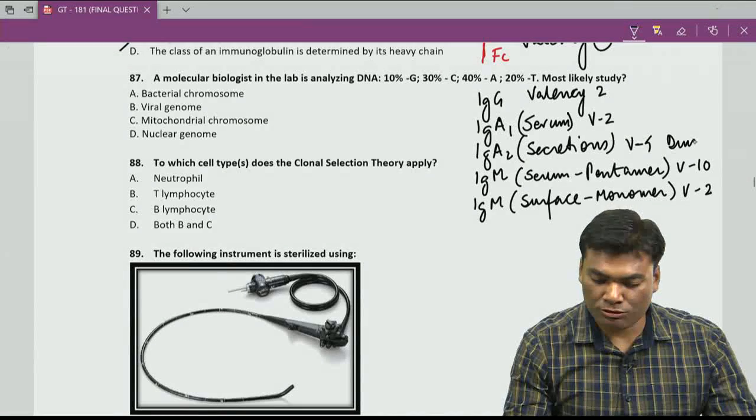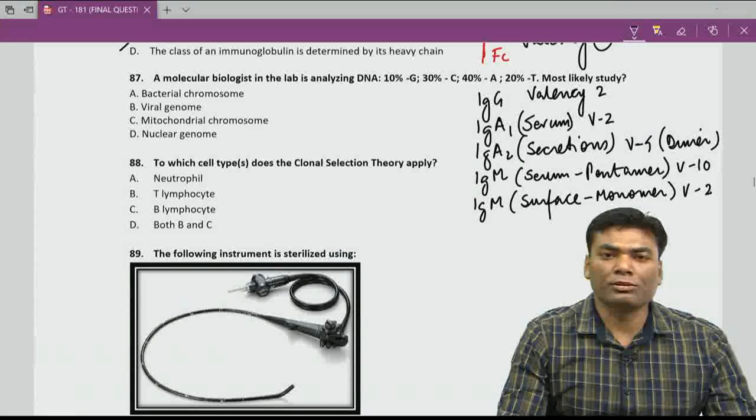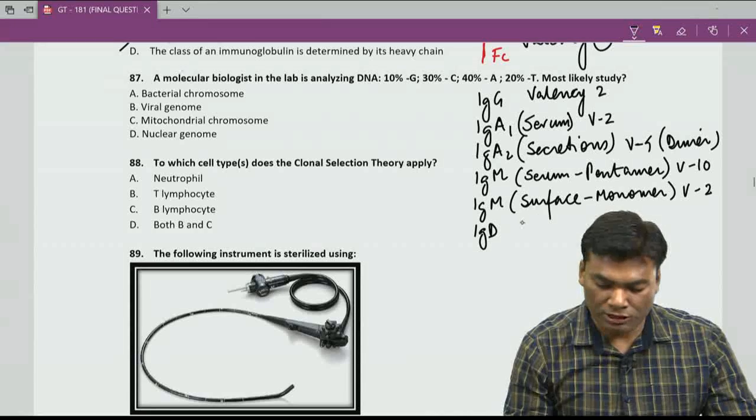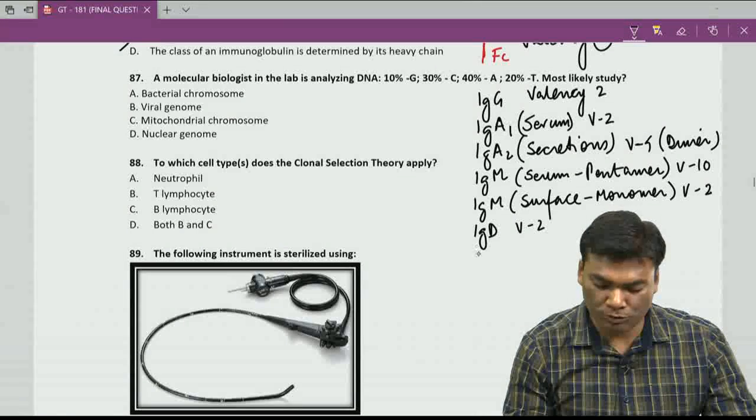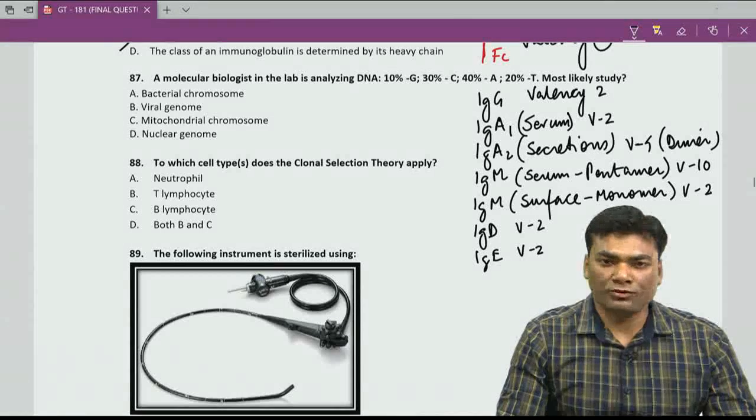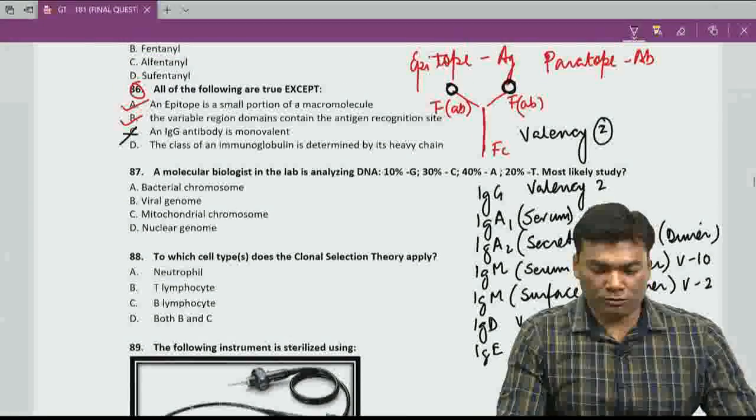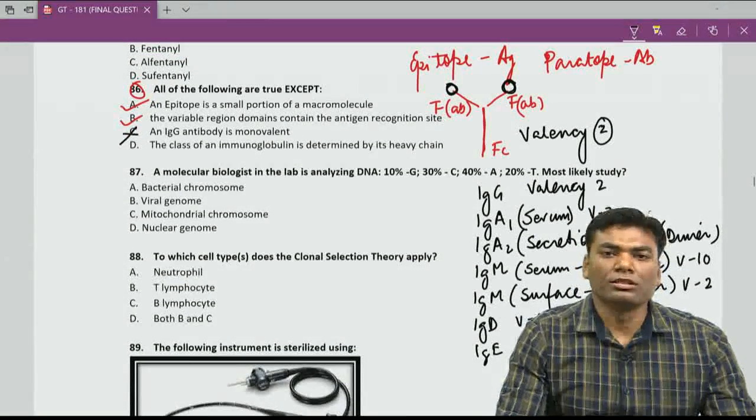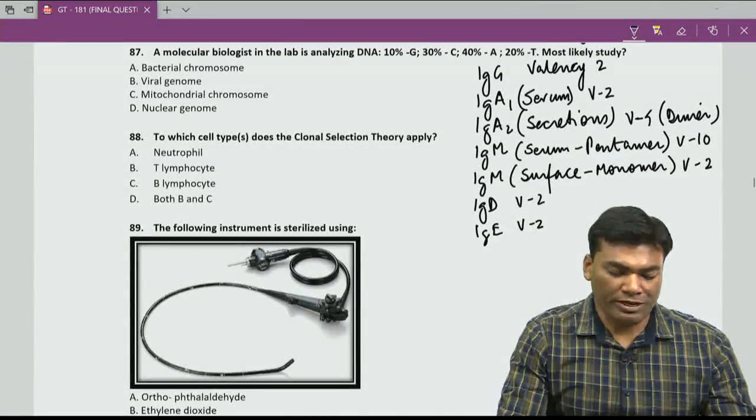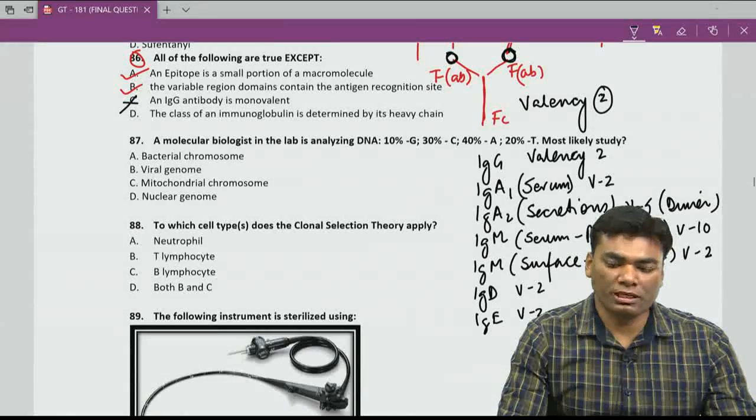So you have to understand the molecular structure. Once you understand that, then you will be able to answer all the questions. Then for IgD, the valency will always be 2, because it's a monomer, and IgE is also a monomer, so the valency will be 2. So don't get confused between all these antibody molecules. You just have to revise the different structures of the antibody molecules, and thus you can conclude on the valency, right? The fourth option: the class of an immunoglobulin is determined by the heavy chain.